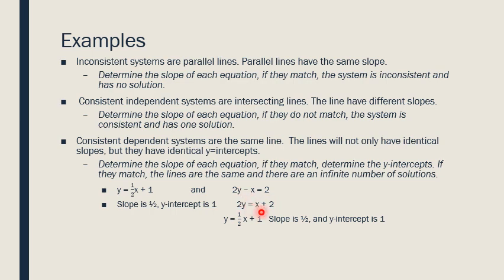By adding x to both sides, I get 2y = x + 2, and by dividing everything by 2, I get y = 1/2 x + 1, the exact same equation. The slope is 1/2, just like the other one, and the y-intercept is 1, just like the other one. So these would be considered consistent dependent systems.